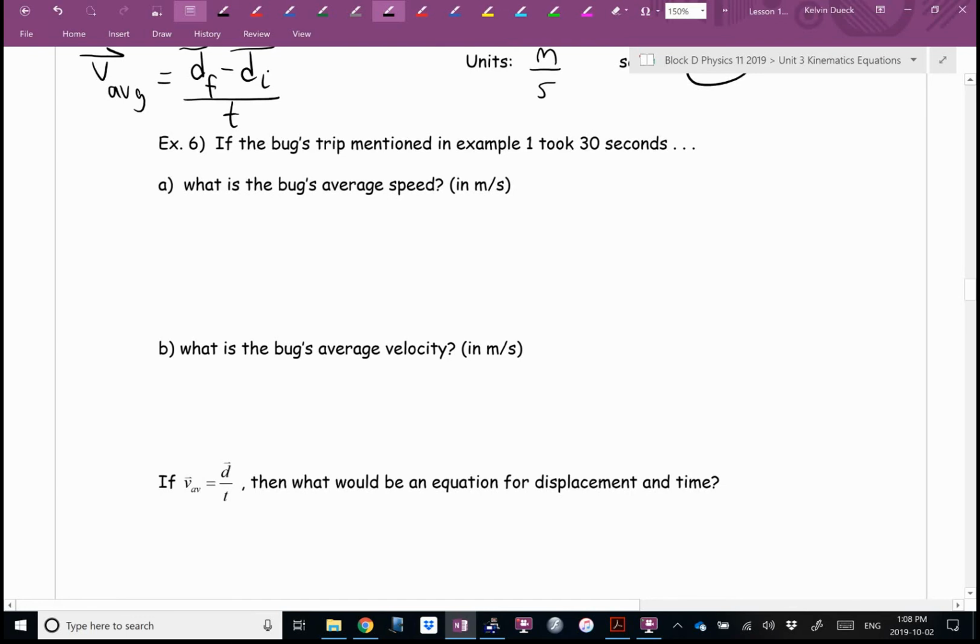Remember the bug? Josh, we're coming back to you now because you gave us the 14 as an answer earlier. If the bug's trip that I mentioned earlier took 30 seconds, what's the bug's average speed? Well, average speed is going to be, really, it's the distance over the time. What was the distance that the bug traveled from the previous page, Josh? Or you might remember it. If not, you'll go back and look at your notes where you wrote on the previous page.